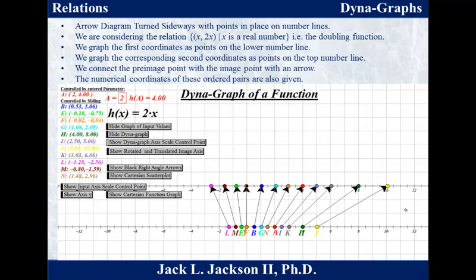This says dinograph of a function. We're going to see in our next unit, our next section, that a function is just a special kind of relation. I'm using some function notation here, but we'll get to all that a little bit later. So this arrow diagram kind of turns sideways with the points placed on the number line. In this particular relation, we're considering the relation (x, 2x), where x is a real number. In other words, the y-coordinates, the outputs, second coordinates, are twice the inputs, the doubling function.